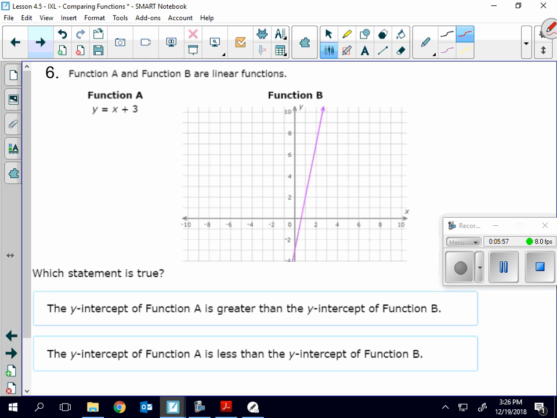All right, now we're on to something different. So now we're comparing the y-intercept. Once you get a little bit higher in IXL, you have to pay attention to what they're asking for. That's going to mess you up if you don't. So we're looking at the y-intercept. All right, these are pretty easy.